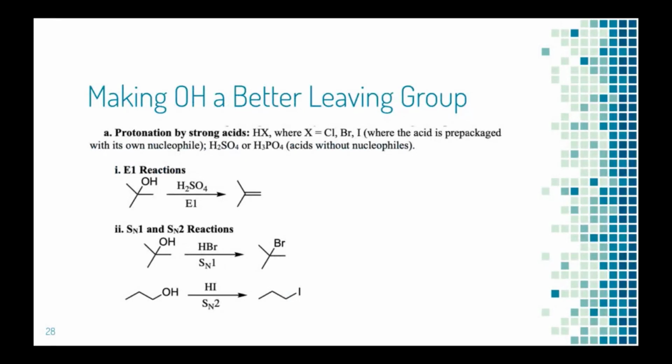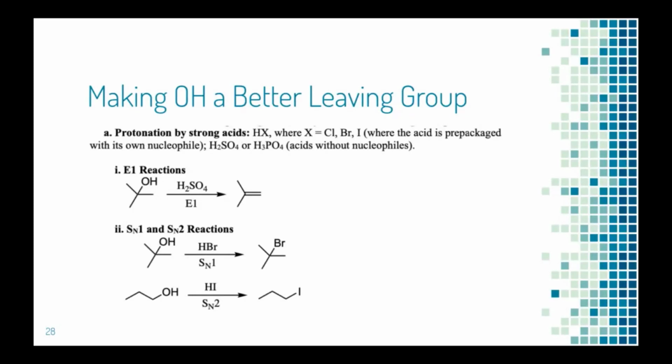Making alcohol a better leaving group is certainly important because alcohol by itself is not very reactive, and that comes in handy a lot of times. There are a number of ways to do it. There's E1 reactions. You can use H2SO4 and that'll form an E1 reaction, and then you can form your double bond and get rid of your alcohol. Or you can also use an SN1 or an SN2 reaction.